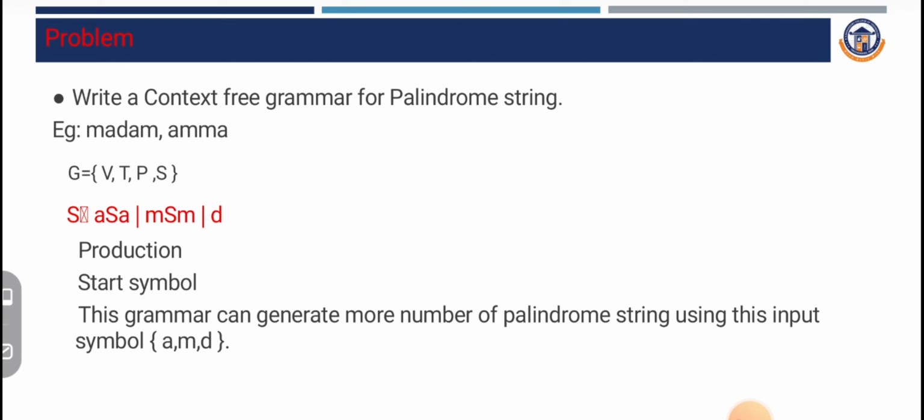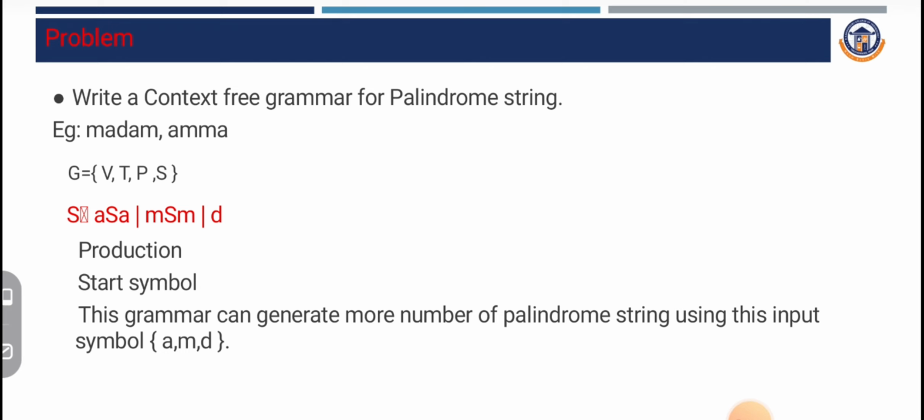So the production starts from the starting symbol, S, the starting symbol of the grammar. A palindrome string means, for example, Amma. Amma is one of the palindrome strings. If we reverse that string, it produces the same word. So we are going to generate a grammar for that particular problem.